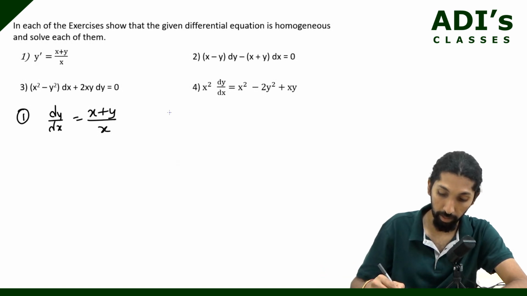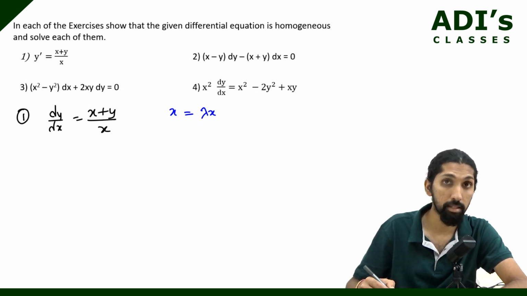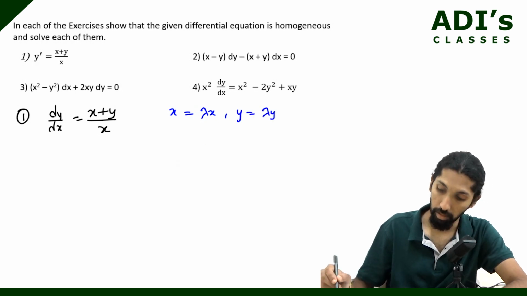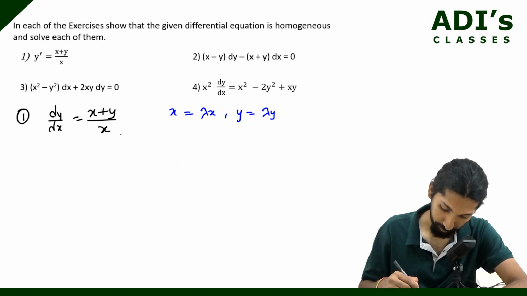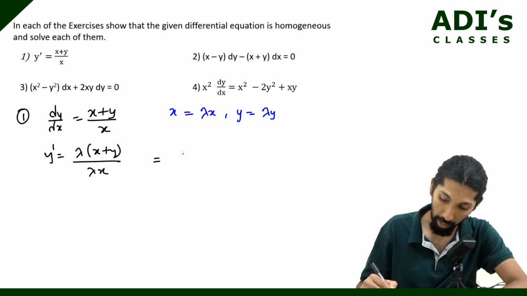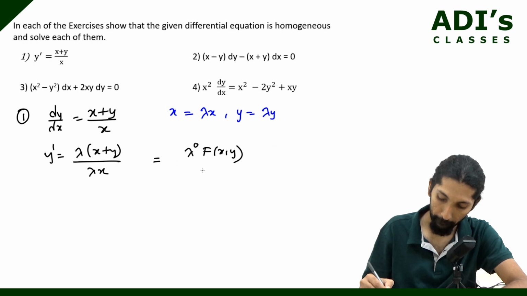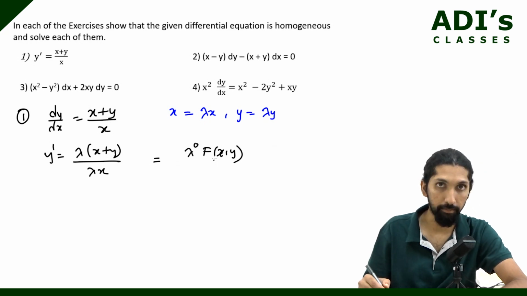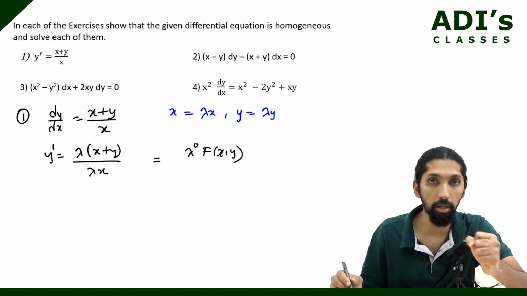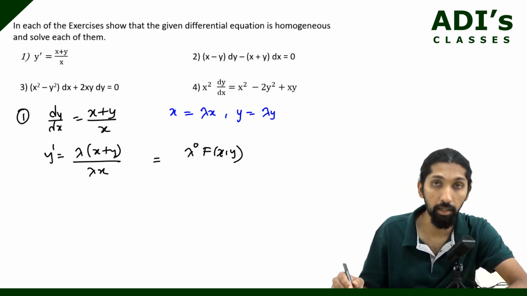So what do you do? You take x is equal to lambda into x, correct? y is equal to lambda into y. Now substitute. So y dash is lambda into x plus y divided by lambda into x. This is of the form lambda power 0 into f of x comma y. Isn't it? So it is a homogeneous differential equation. Now the solving part comes.